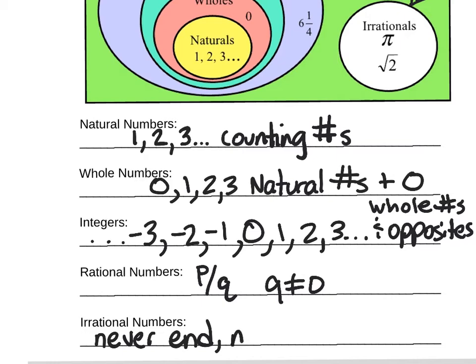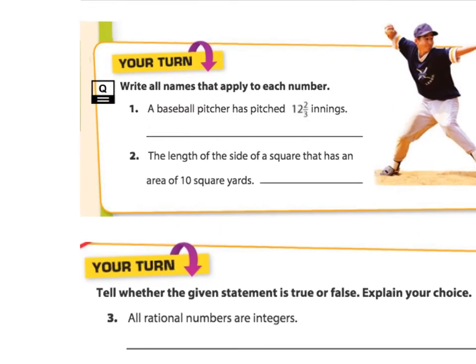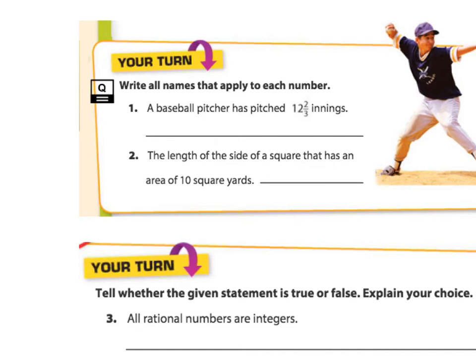Okay? And irrational numbers are numbers that never end and they never repeat. You'll memorize several, but pi and radical 2, and then I'm going to throw in radical 5. You'll see that as well. And our next page of that is where we're going to practice. Write all names that apply to a number. So 12 2/3 innings. That would be a rational number because it can be written as a fraction. And it cannot be a whole number, an integer, a natural.